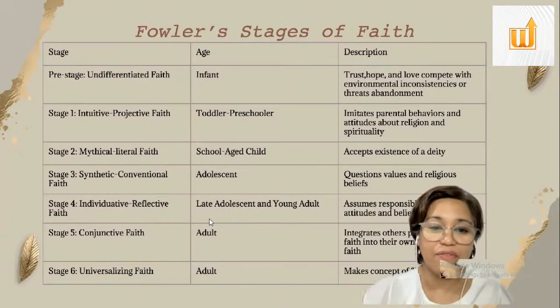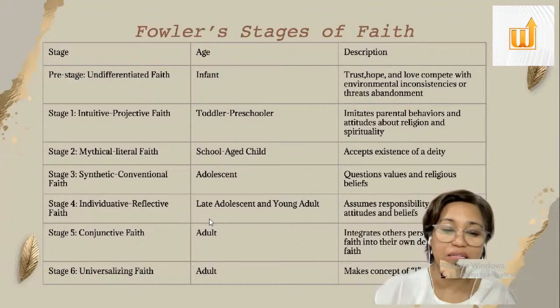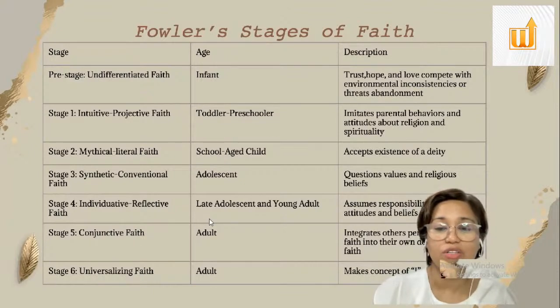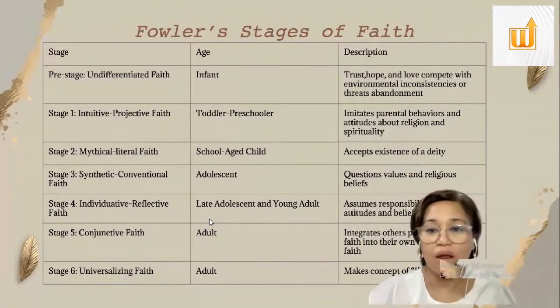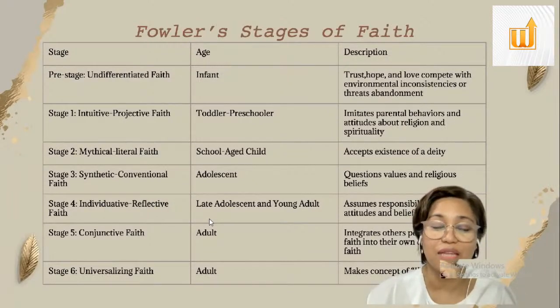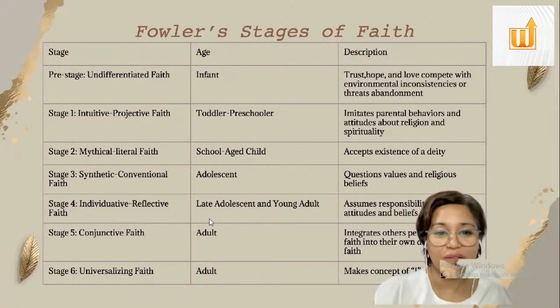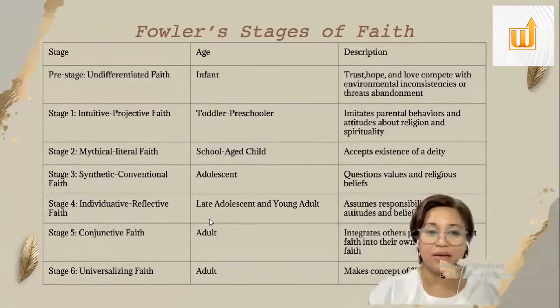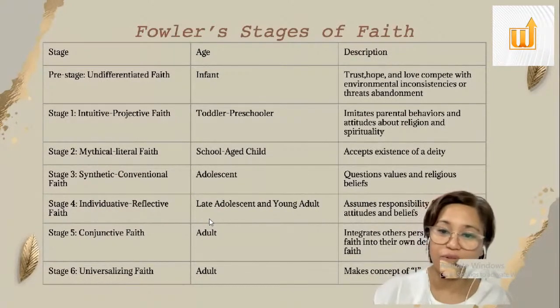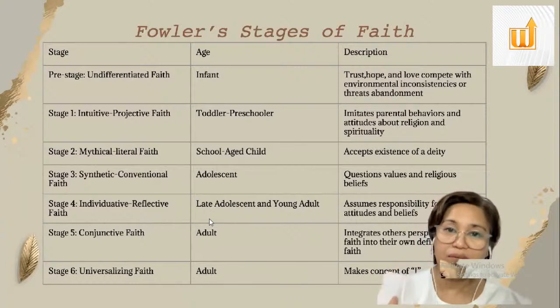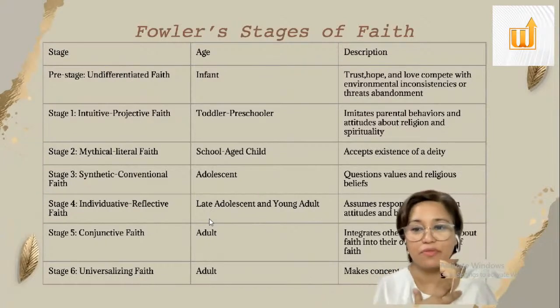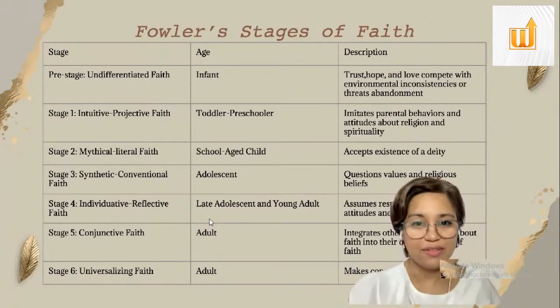And then for the adult, we have stage five, which is called conjunctive faith, where faith is integrated into their life choices and their own daily living. And then we have universalizing faith during adulthood, which makes the concept of I am responsible for my own belief as well. So these are the stages of faith according to Fowler.